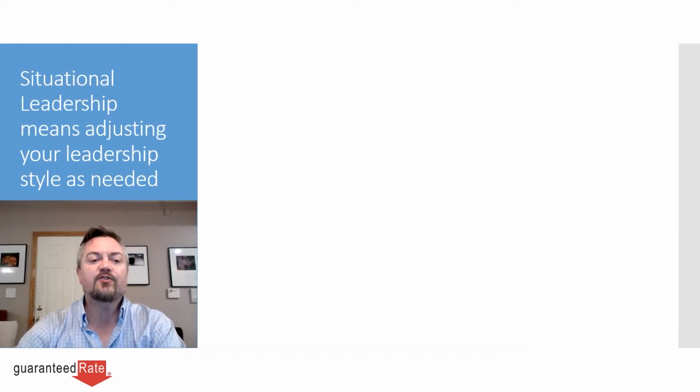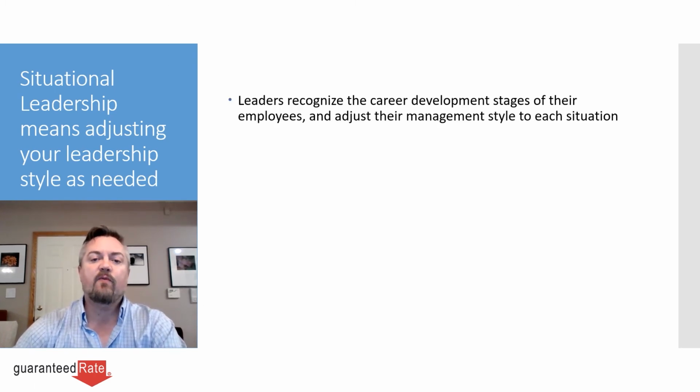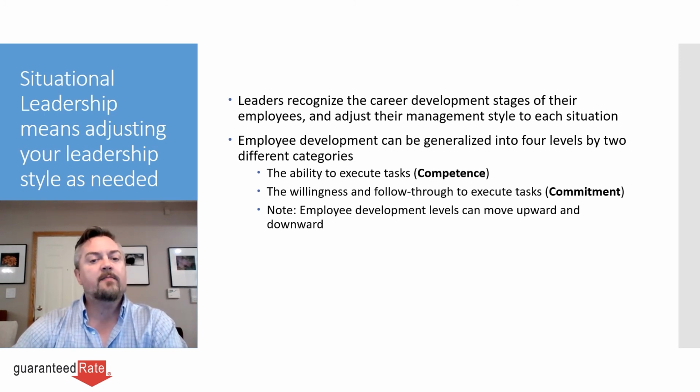So situational leadership means adjusting your leadership style as needed. Leaders recognize the career development stages of their employees and adjust their management style to each situation they find themselves in with their employees. Employee development can generally be categorized by 4 levels using 2 different categories. The first category is the ability to execute a task, which we will call their competence, and the willingness and follow through to execute on those tasks, which we will call commitment.